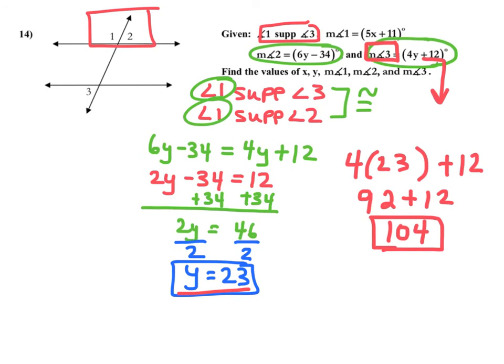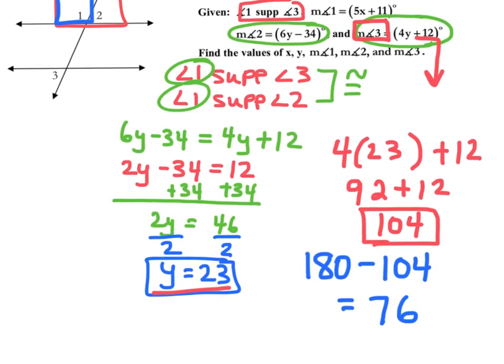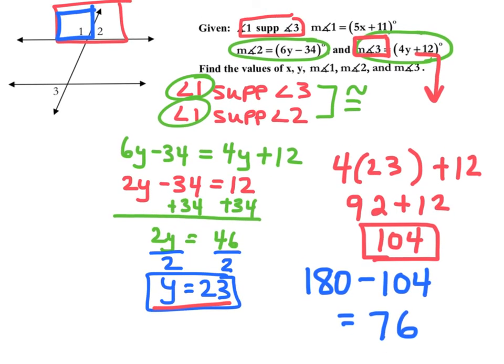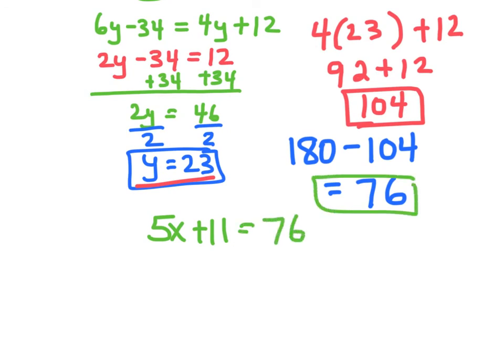Now, in order to find what angle 1 is, you guys, I know that angles 1 and 2 are supplementary, and 1 and 3 are supplementary as well. So I just found the measure of angle 3, so I have to take 180 minus that angle, and then I'm going to get what angle 1 is, which is 76. Okay, so if that's 76, then I can take this 5x plus 11, and I can set it equal to 76. So 5x plus 11 equals 76, because that's what angle 1 equals.